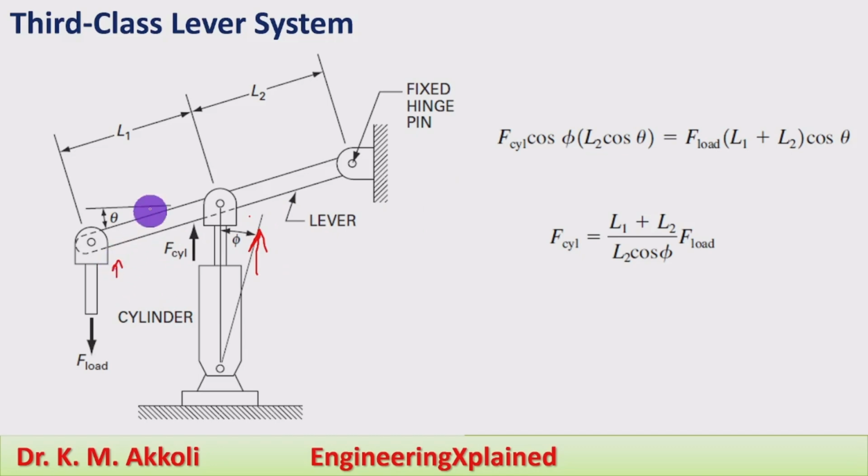When the load is applied, again we will take the moment about this hinge point. The load will be acting at distance L1 plus L2, and its moment we are going to take, and the cylinder load is acting at distance L2 about the hinge point. That moment we can write as F cylinder cos phi multiplied with L2 cos theta, this angle, and on the other side F load is equal to L1 plus L2 into cos theta.